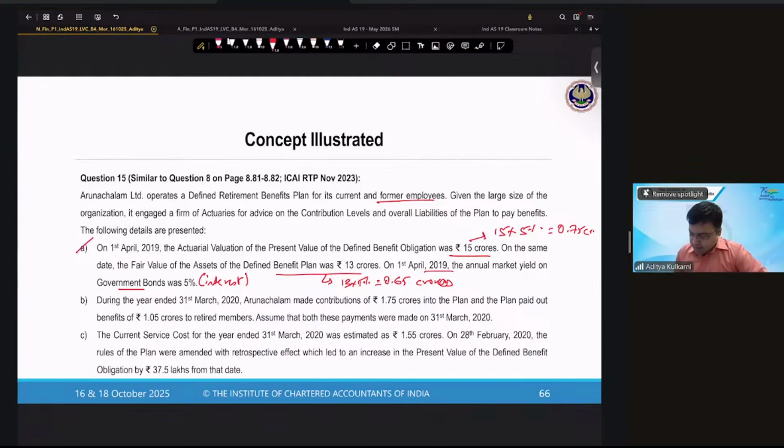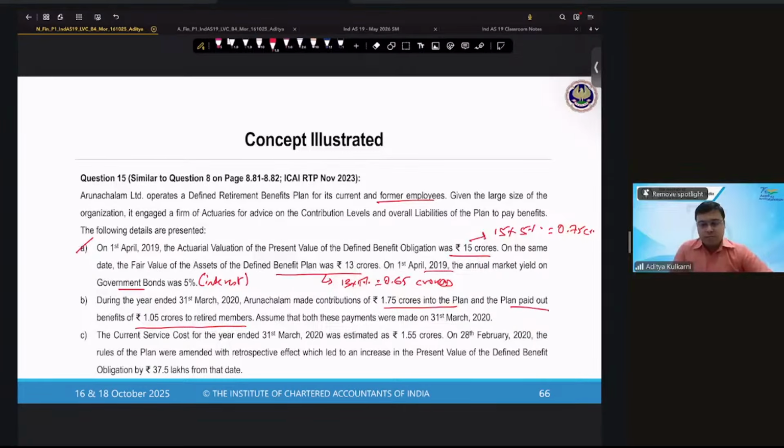Next. During the year ended 31st March 2020, Arunachalam made contributions of 1.75 crores into the plan, and the plan paid out 1.05 crores to retired members. Assume that both these payments were made on 31st March 2020. Acha, 1.75 crores, where will it go? Into plan assets. It will increase the value. Absolutely right.